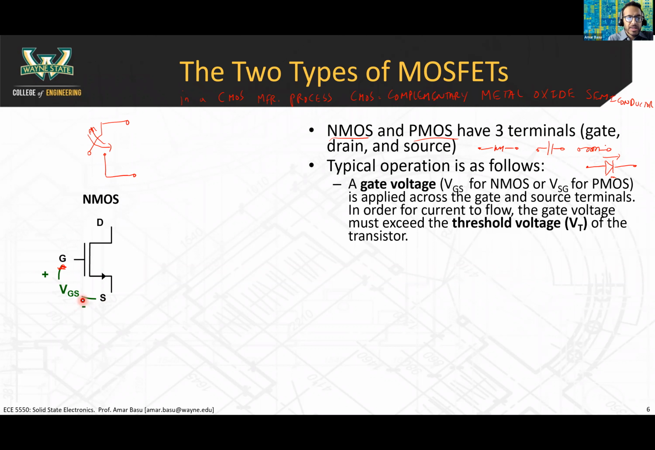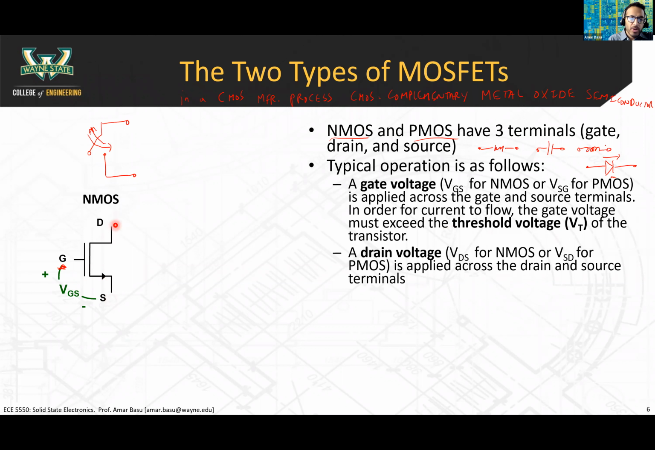So the intuition is, if you want this channel to be on, if you want current to be able to flow between the drain and the source, then the VGS, this gate voltage, has to be high enough. We say that it has to be greater than the threshold voltage of the transistor. So when VGS is greater than VT, the transistor is on, and it will allow current flow between the drain and the source.